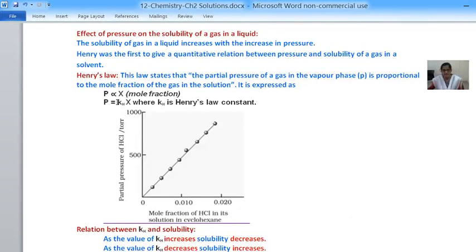Wherever a proportionality sign is there, it is replaced by a constant. So we can write it like this: P is equal to Kh into chi, where Kh is called the Henry's law constant. Now the graphical representation of Henry's law.